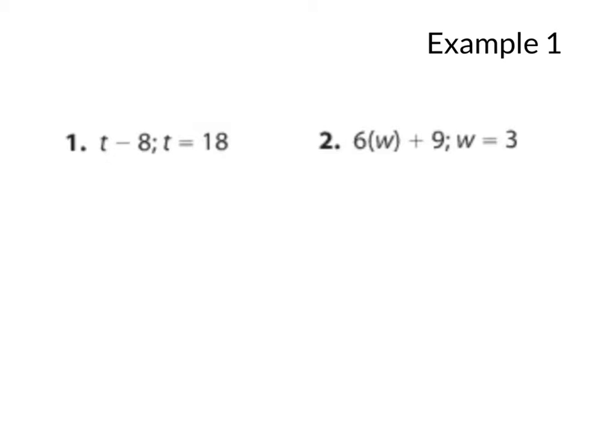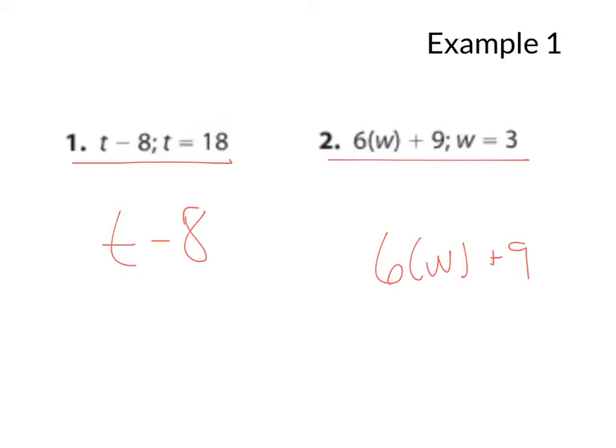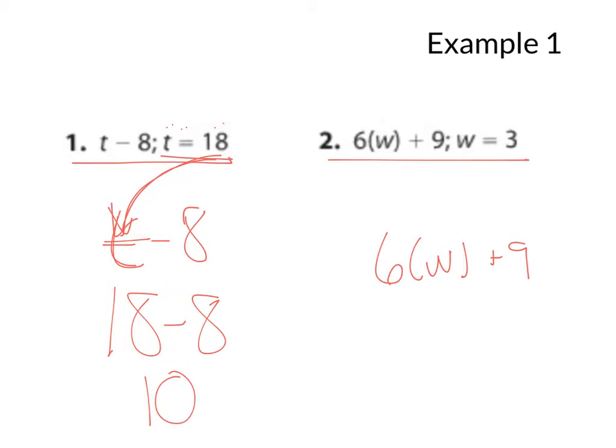So Mr. C is going to do these examples. All right, so we have t minus 8 over here. And we know that t is equal to 18. So when you substitute, you basically just plop it into the problem for the letter that it's equal to. 18 is t. T is 18. So wherever there is a t, instead of a t, it's now going to be an 18. And that's how we evaluate algebraic expressions. So now we have 18 minus 8, and I know that's 10. This should be written in your notes, and also this.